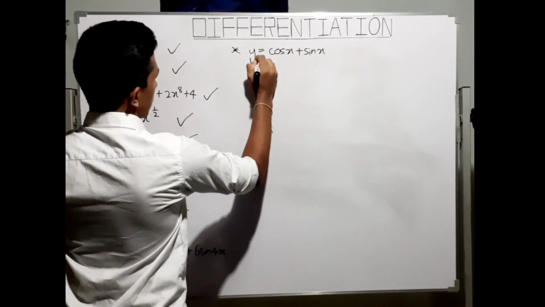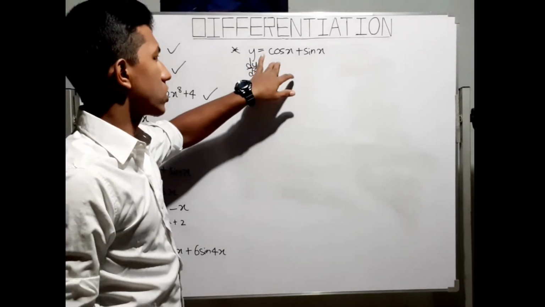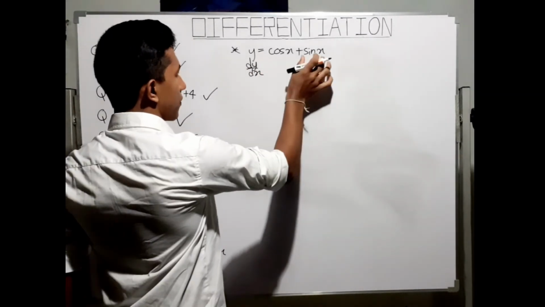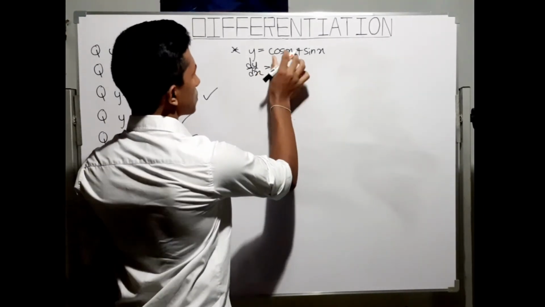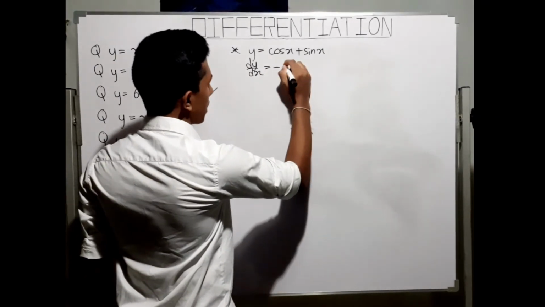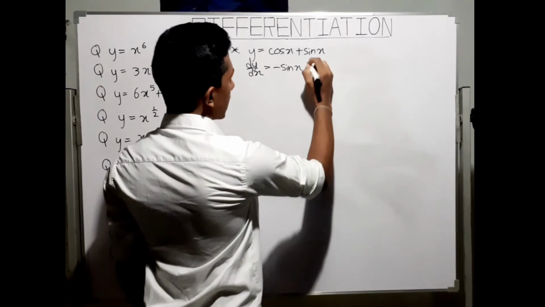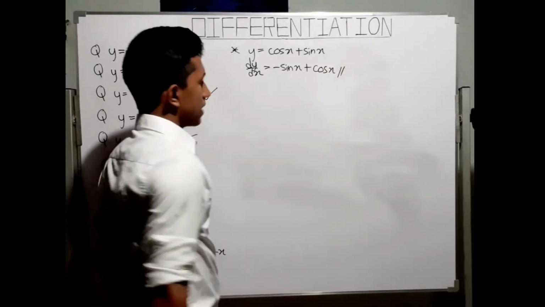So when you differentiate this, now we learned in the previous rules that when you differentiate cos x, you're going to get minus sin x. And when you differentiate sin x, you're going to get cos x. So it's really simple. Differentiate them individually, one at a time. So when you differentiate cos x, it's minus sin of x. And when you differentiate sin x, you're going to end up with cos x. So that's that. That's it.